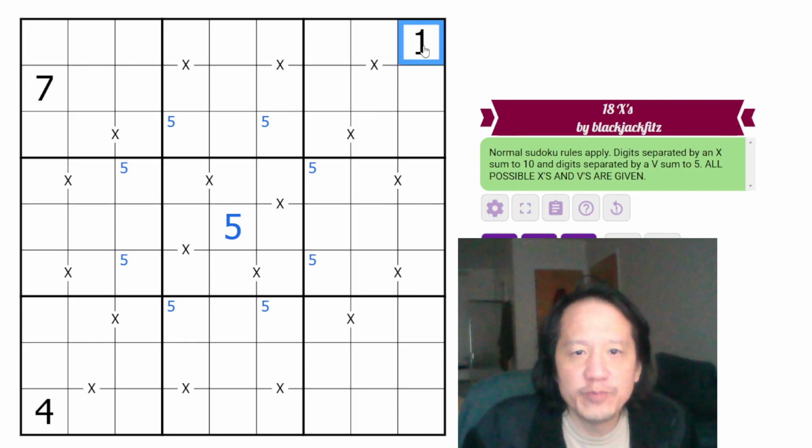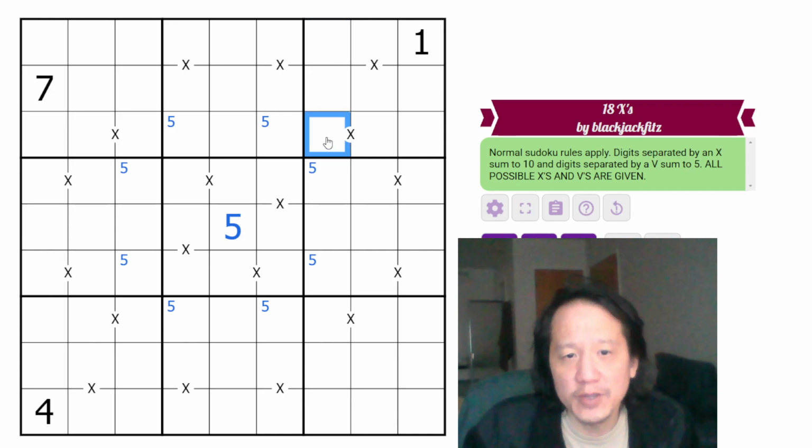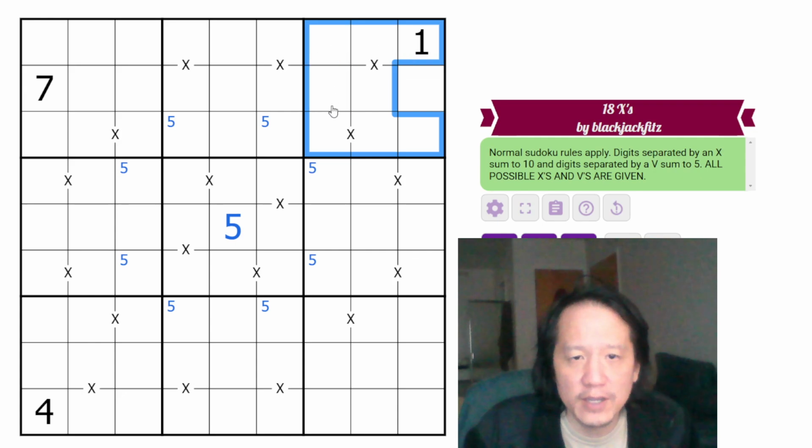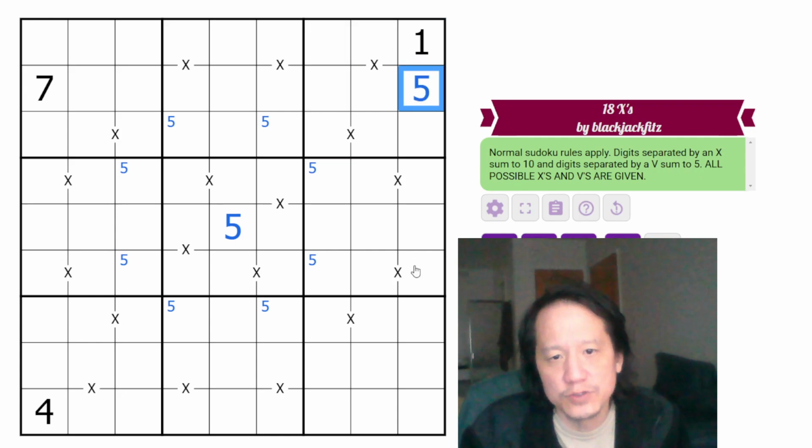Where can the 5 be in box 3? Well, it can't be any of these cells because the 5 in one of these two cells eliminates this. Can't be any of these cells because the 5 in these two cells eliminate that possibility. And it can't be next to an X, and it can't be the given digit. So it can't be any of these, it must be here. So this is a 5.